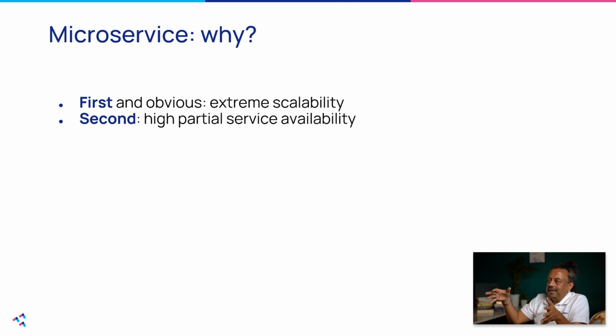If you have your application running on one server, the server goes down, the second server has to kick in and the entire application has to be restored. If you have your application running on a cluster of 15 servers, including 5 microservices, then each microservice can go down and the rest of the application can continue to work. 1 out of 15 down is still 14 up. So breaking up your application into multiple servers gives you high partial service availability.